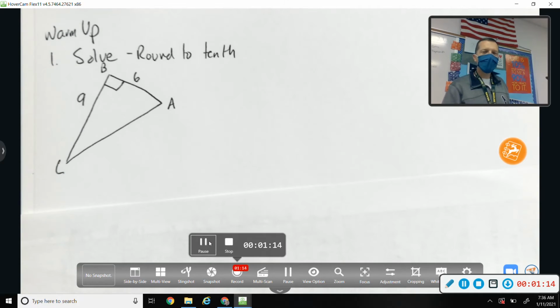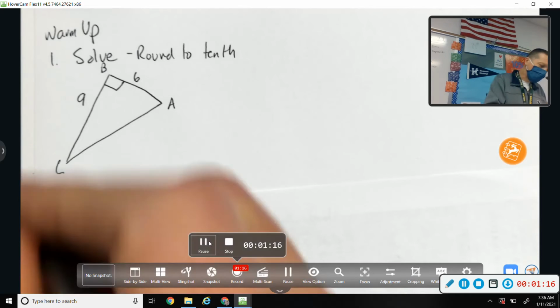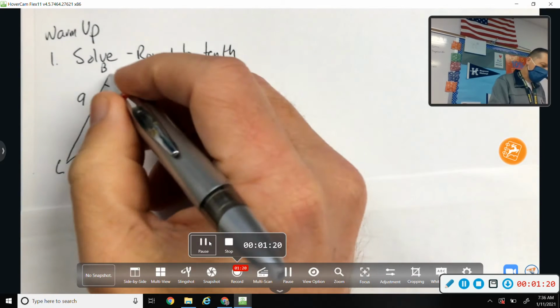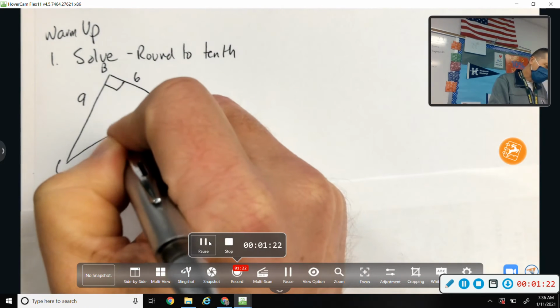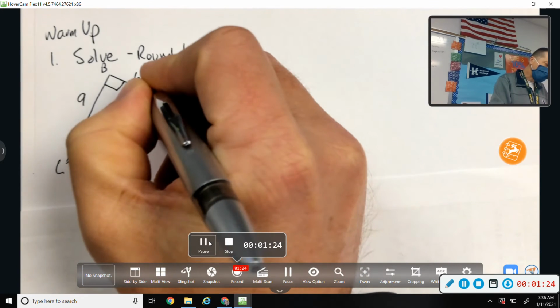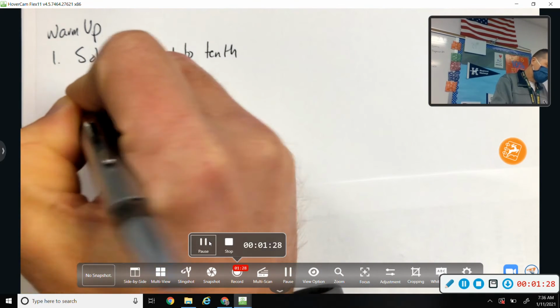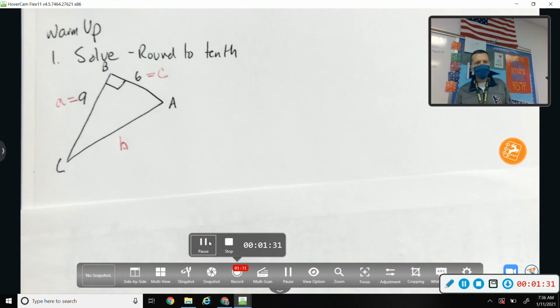So most folks are going to find the hypotenuse. And by the way, I remember, for labeling purposes, sides and angles are across from each other. So side B is across from angle B, side C is across from angle C, side A is across from angle A. That's always the case.